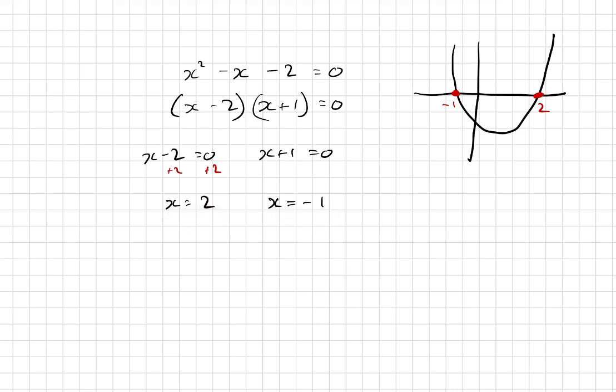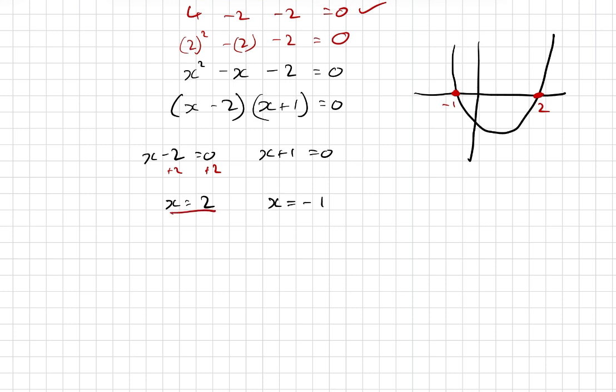And if it is a root, so x equals 2, if 2 is a root, we should be able to substitute it in for all the x's up here, and the equation should be true. In other words, it should be equal to 0. So 2 squared is 4 minus 2 minus 2. Well, we can see that that does give us 0. So that solution is correct, or in other words, 2 is a root.